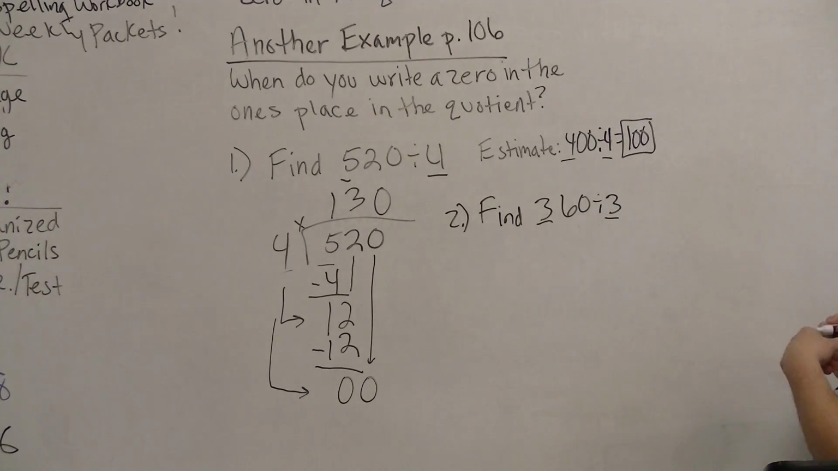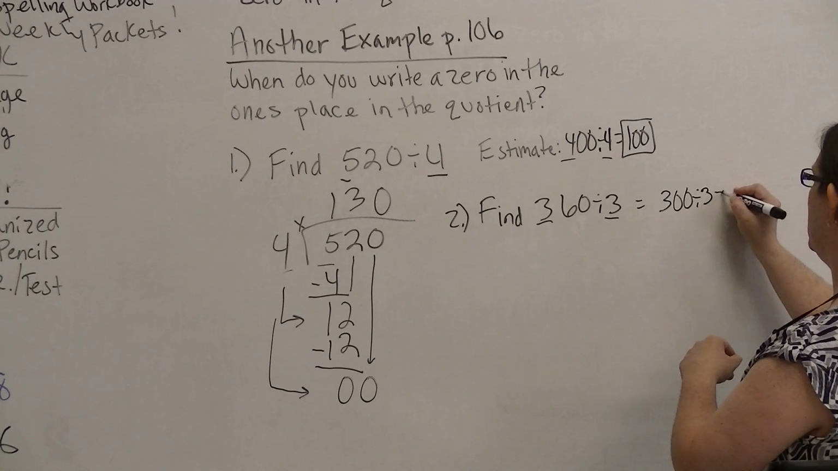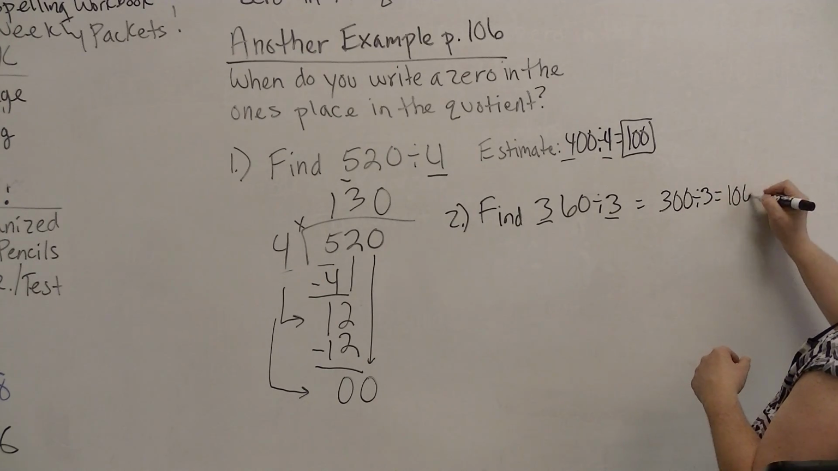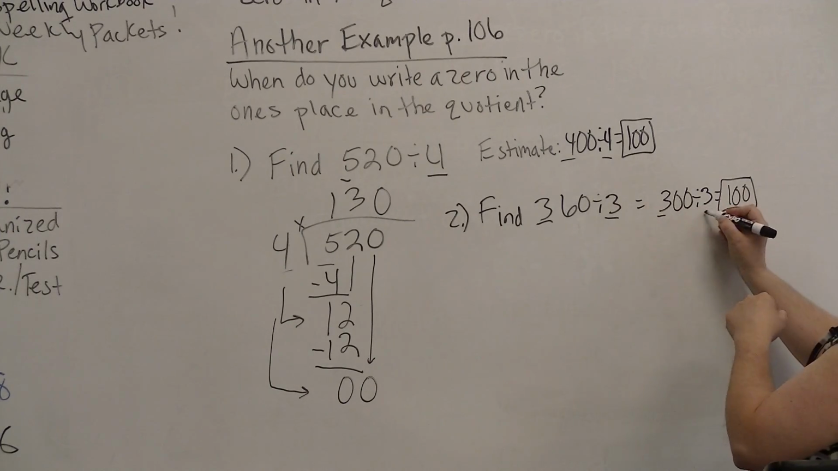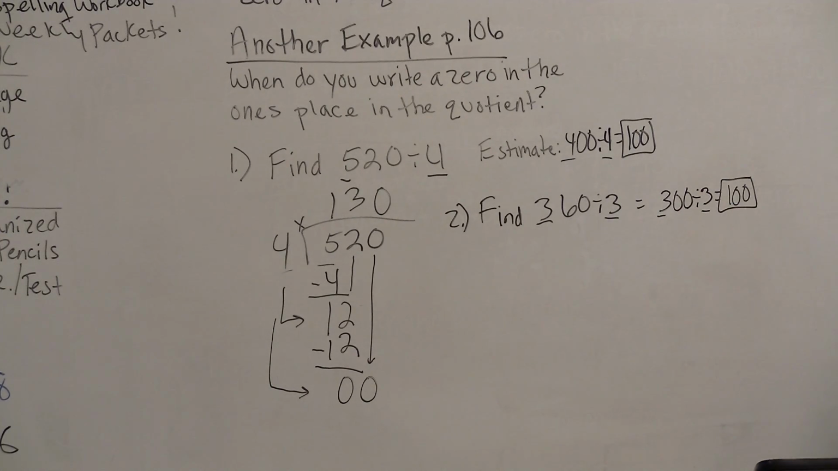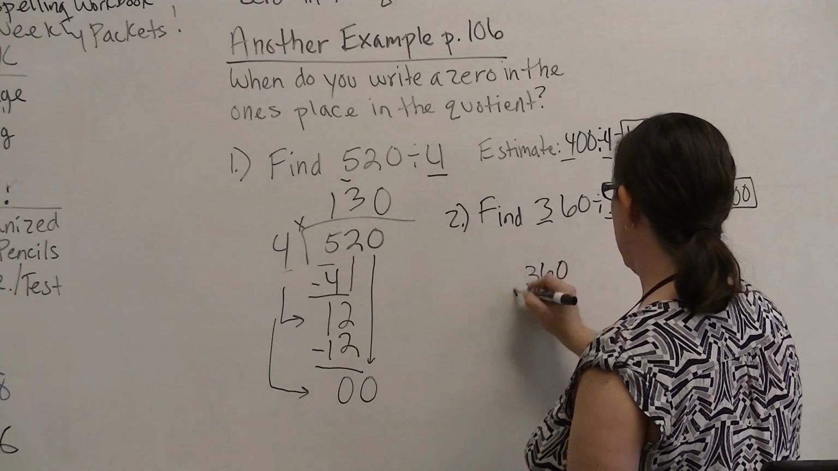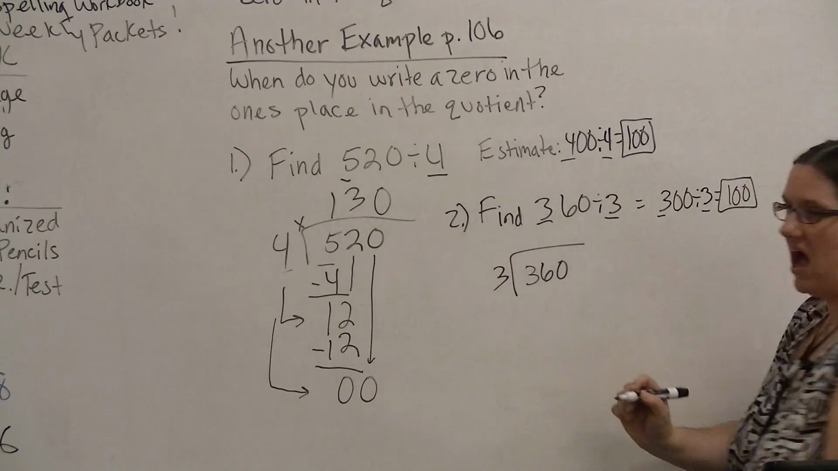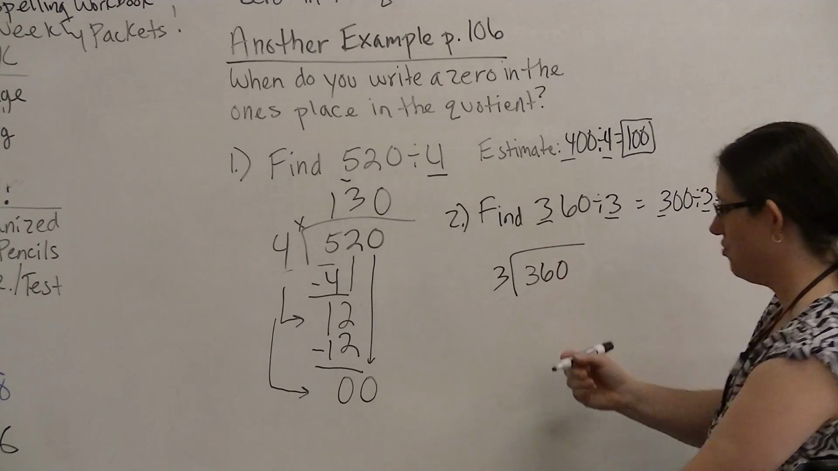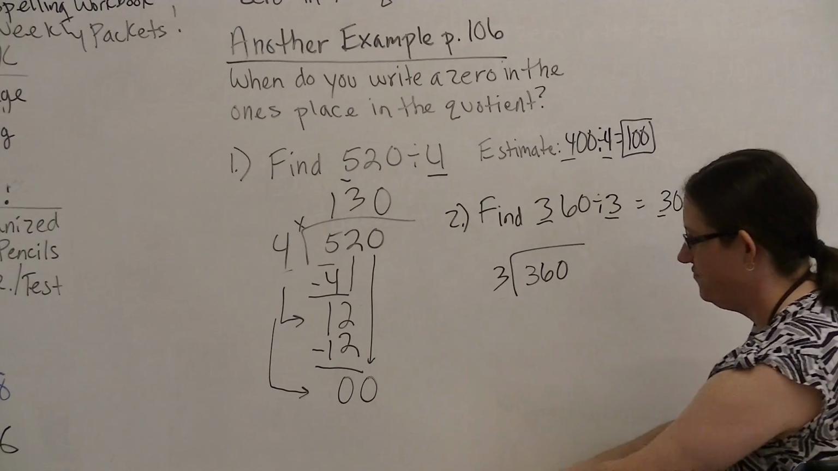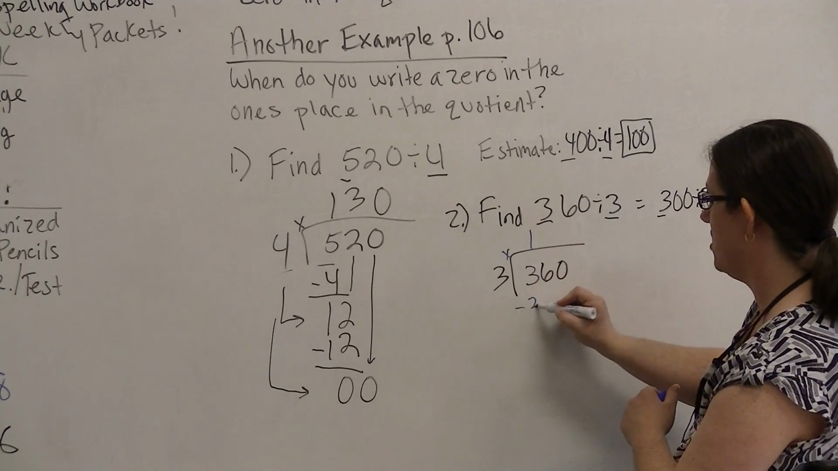Let's do our estimate. Our first numbers are both 3, so we can just round that to 300 divided by 3, which equals 100. Again, this tells me that I need to start in the hundreds place when doing my actual dividing. So let's write in the house, out of the house. 360 goes in the house, 3 goes out of the house, and you follow your regular division steps. 3 divided by 3 is 1.